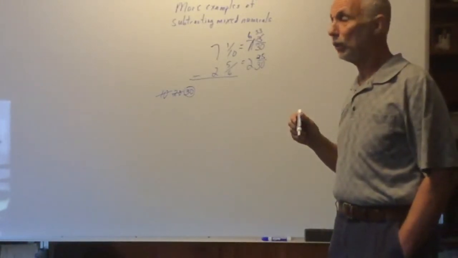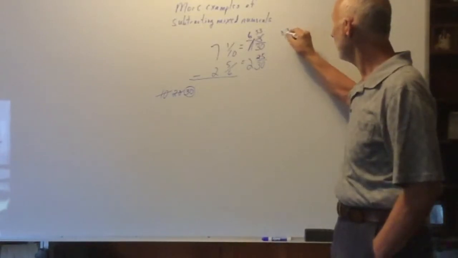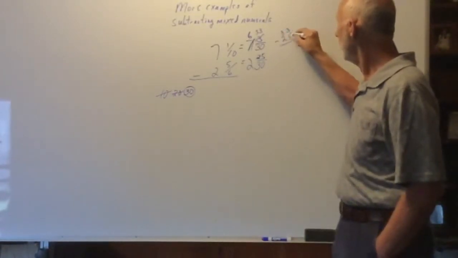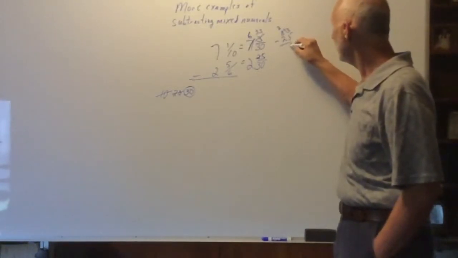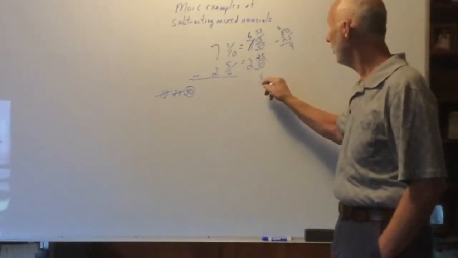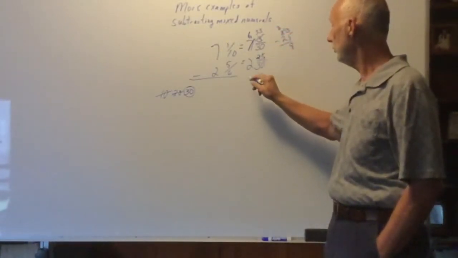Now I can subtract my numerators. 33 minus 25, you might have to, when in doubt, work that out. Borrow from the 3 and make it a 2. 13 minus 5 is 8. I get 8/30ths. And then 6 minus 2 is 4.